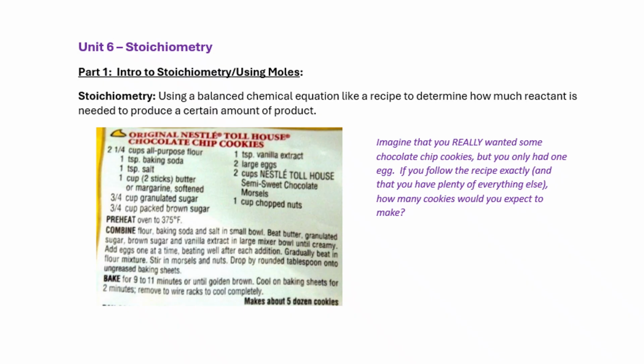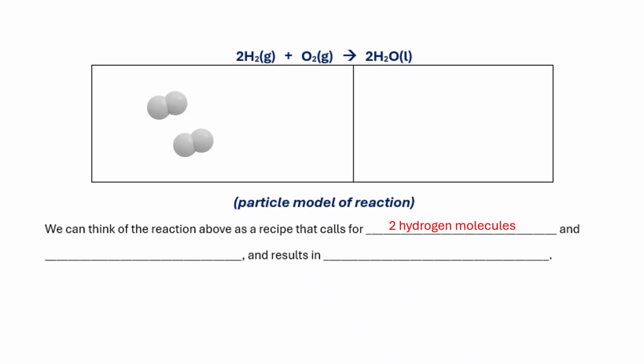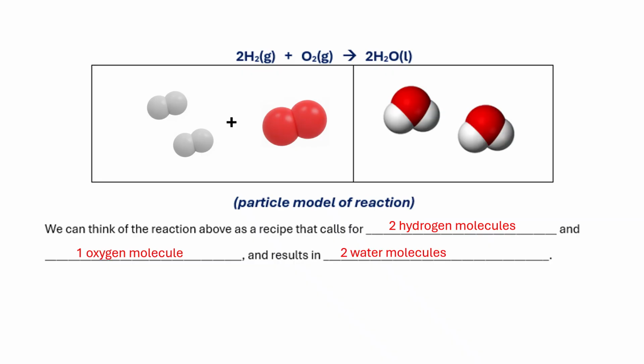That's something that is pretty straightforward, but stoichiometry works the same way for chemical reactions. So, for example, if we look at a reaction like 2 hydrogen plus oxygen yields 2 waters, what does that mean? Well, we normally would think of it as 2 hydrogen molecules reacting with 2 oxygen molecules, right? And resulting in 2 water molecules. That's what the balanced equation means.